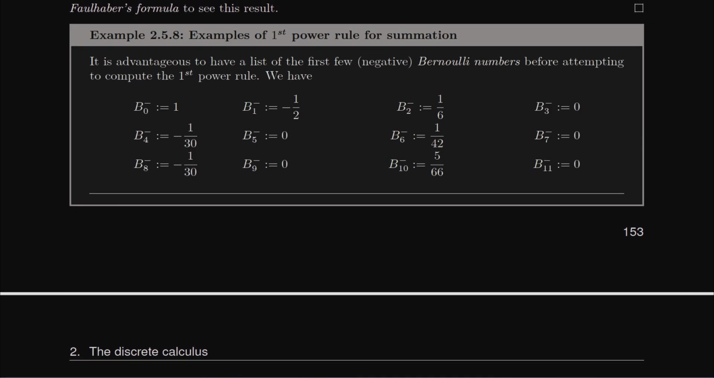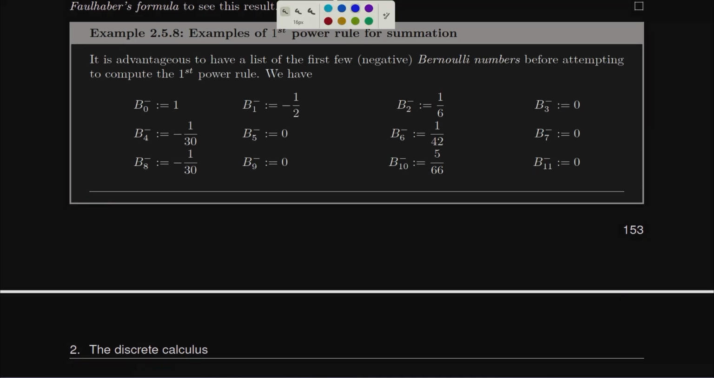So what I've actually done here is I've computed the first 11 of these. And so if you were ever asked to use this first power rule, just refer to them here with their subscripts. First one's 1, or the 0th one's 1. The first one's negative 1/2. Second one is 1/6. Third is 0. Fourth is negative 1 over 30. Fifth is 0. Sixth is 1 over 42. Seventh is 0. 8 is negative 1 over 30. 9 is 0. 10 is 5 over 66.